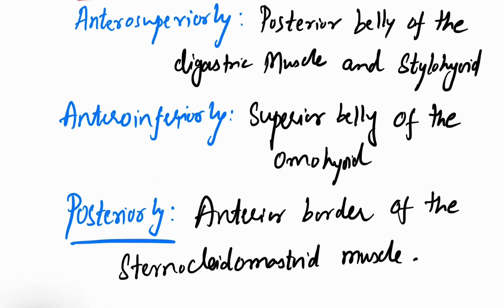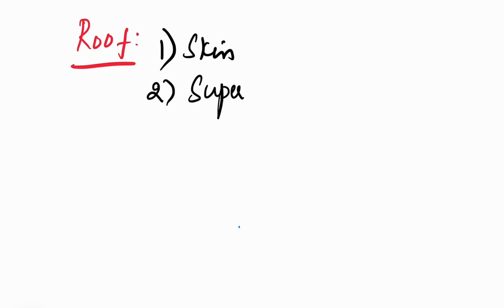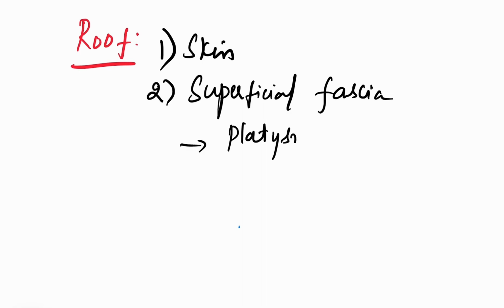Now let us see the structures forming the roof of this triangle. From the outer layer, it is made up of skin, then superficial fascia, which contains the platysma muscle. Okay, basically this platysma muscle is a subcutaneous muscle.